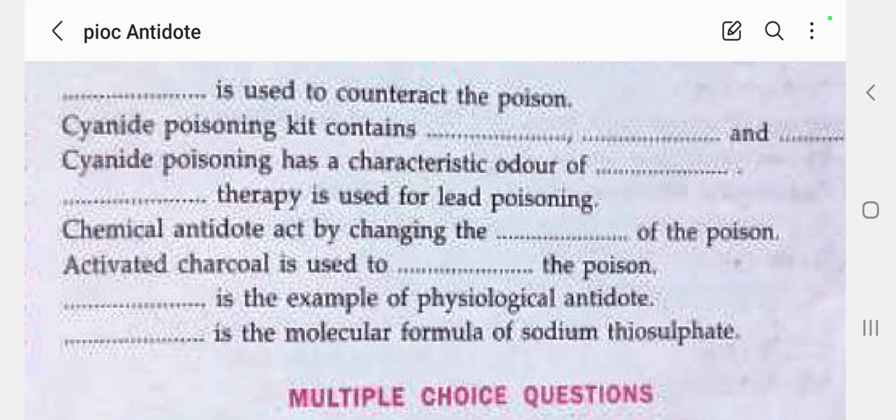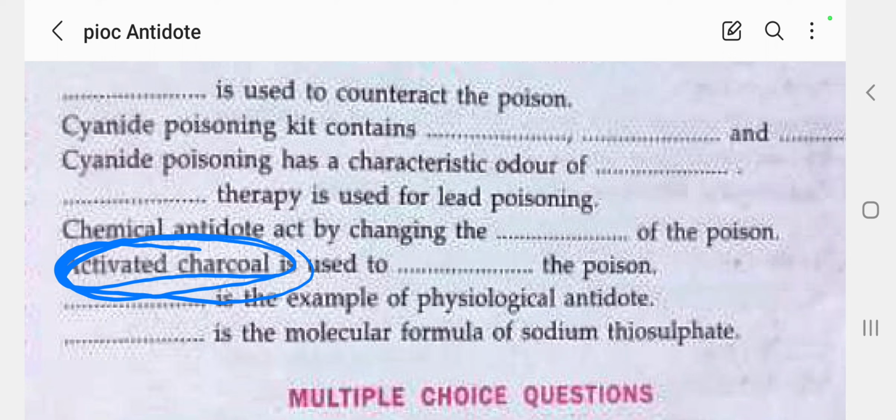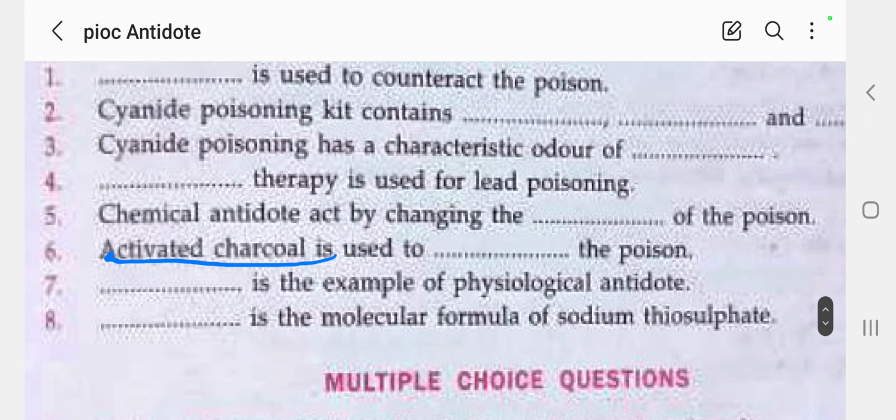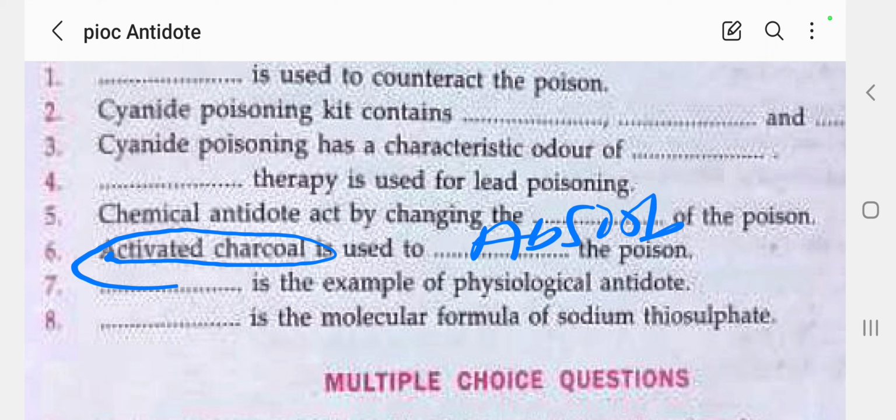Then activated charcoal. Remember that activated charcoal works mechanically, it will absorb; there is no chemical action at all. It is given immediately when the person has ingested poison. So what is our aim in giving activated charcoal? It will absorb the poisons mechanically. So activated charcoal is used to absorb the poison from the stomach.